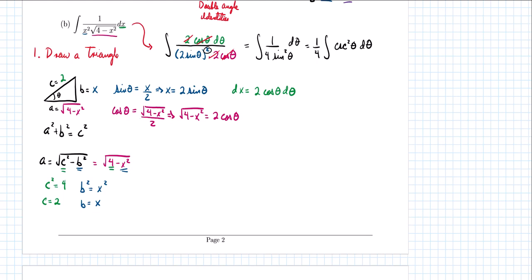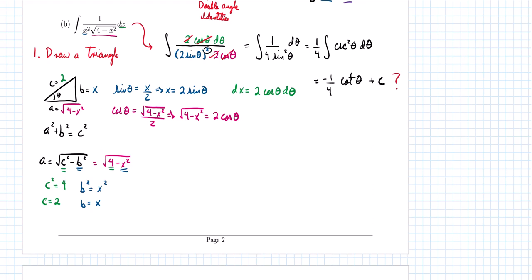Okay, well, lucky for us, we're left with a nice simple integral. The integral of the cosecant squared, if you recall, is the same thing as a negative cotangent. So we're going to have here a negative 1/4 times the cotangent theta plus c. Okay, now remember, are we really done here?